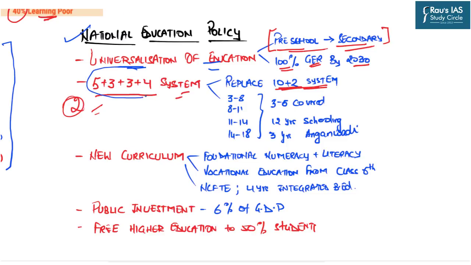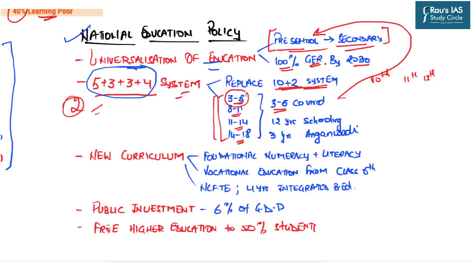Now what is this 5 plus 3 plus 3 plus 4 system? The present day system is that education up to 10th class is integrated and then 11th and 12th class is in a separate compartment. Now this education policy aims to compartmentalize education in these age groups, that is 3 to 8, 8 to 11 years, 11 to 14 years and 14 to 18 years. Now this is a more scientific classification as far as the age and the learning curve of a student is concerned. The more important thing is that it has taken the age group of 3 to 6, which is the preschool level, and that is why it integrates the preschool to the secondary level of education. It aims to provide 12 years of schooling, and it also ensures to integrate 3 years of Anganwadis.